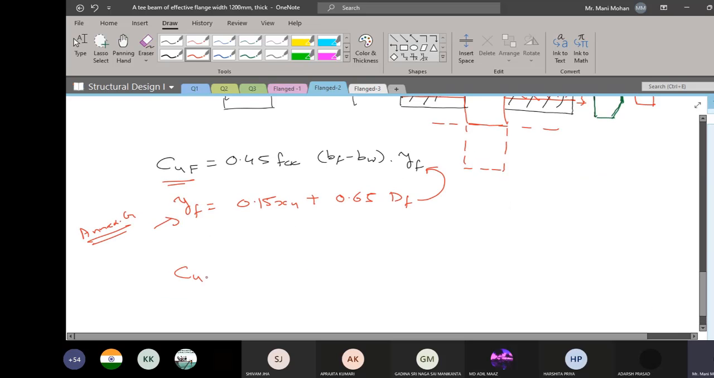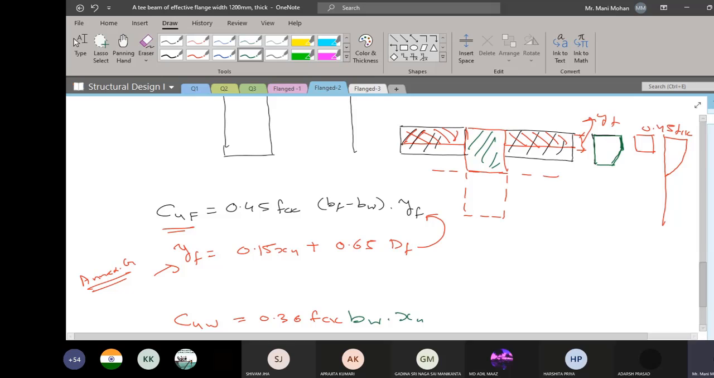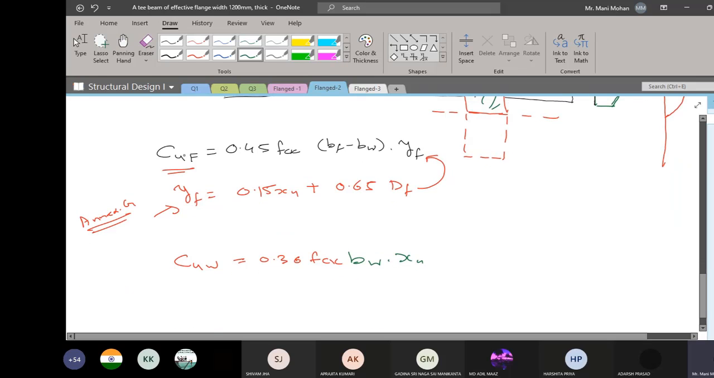Now similarly, the next step is to compute the compression force in the web. In my web part, this is the stress block which you have. So I can directly write 0.36 FCK, the average stress, into this shaded area, which is nothing but width of web into XU. So this is also in terms of XU. CUF is also in terms of XU. From here you will get the total compression force, which will be CUF plus CUW.